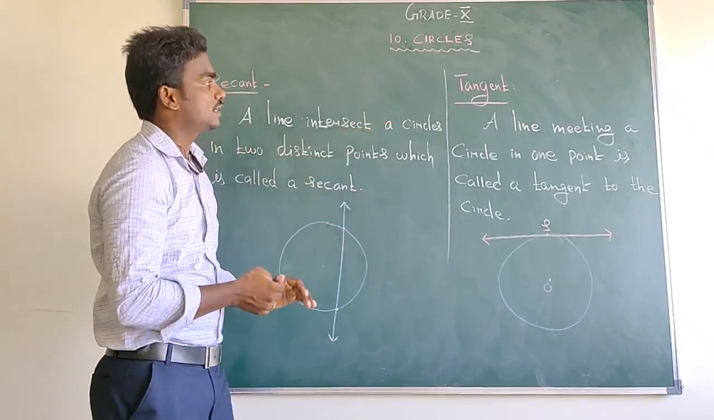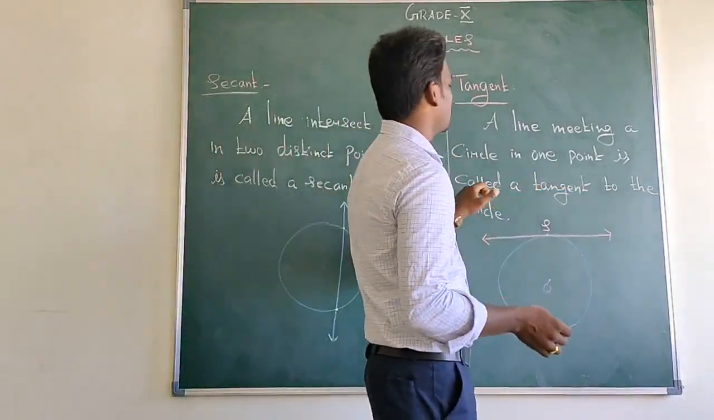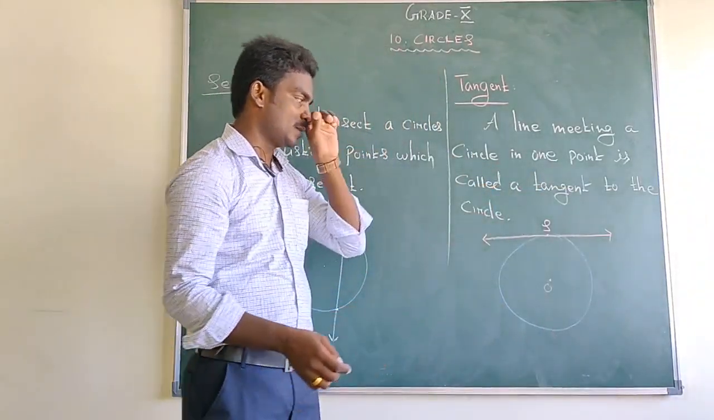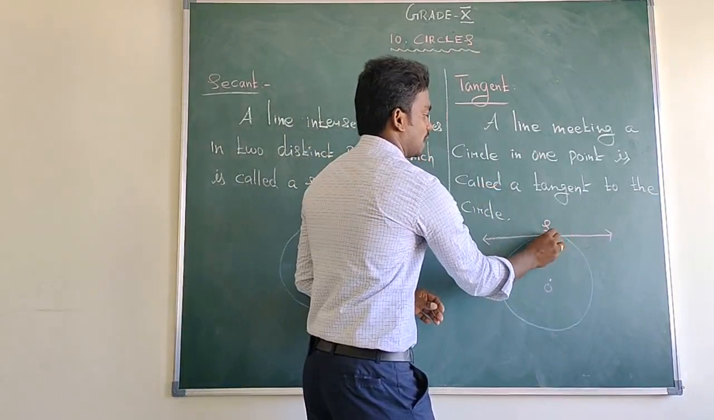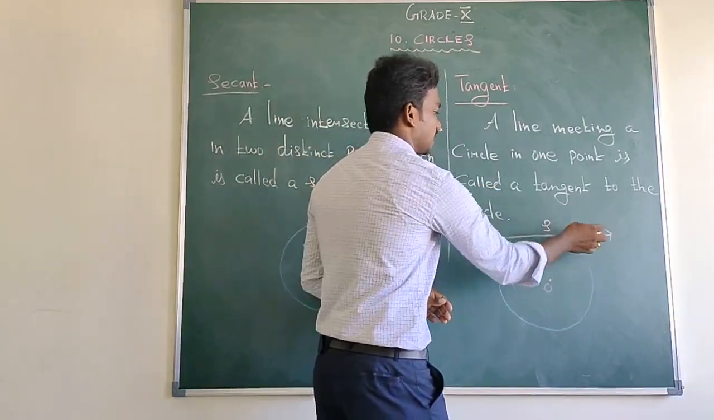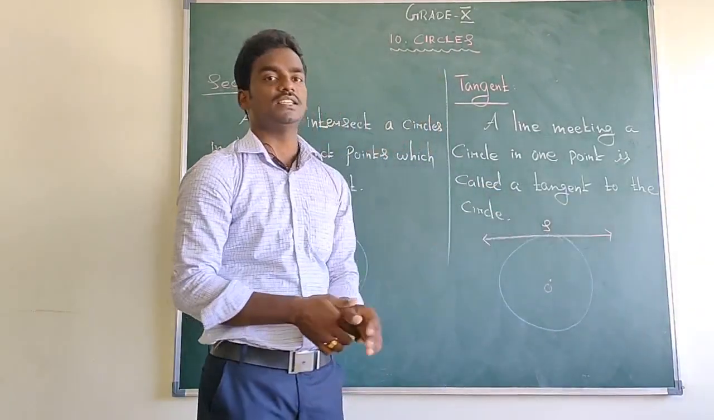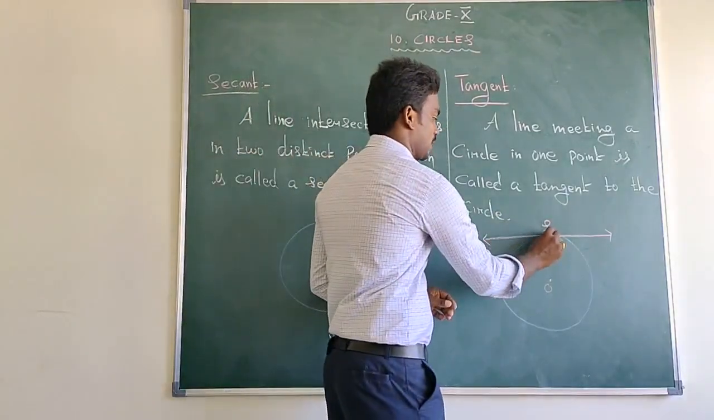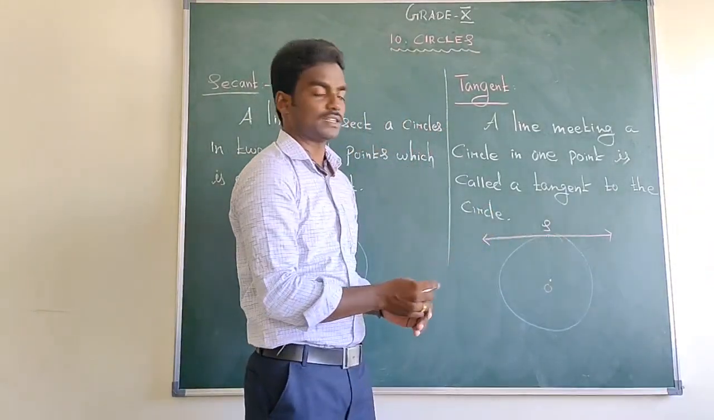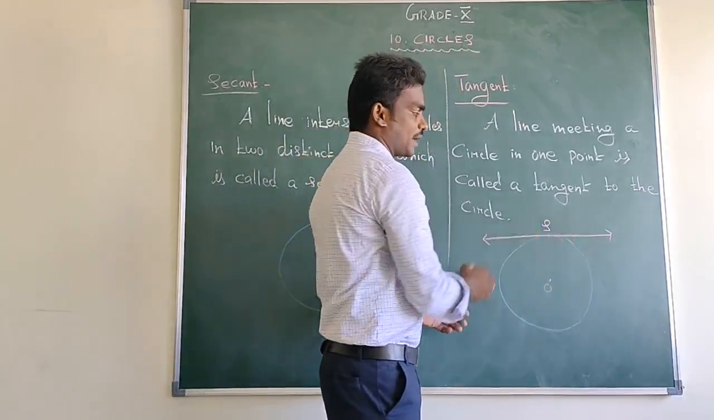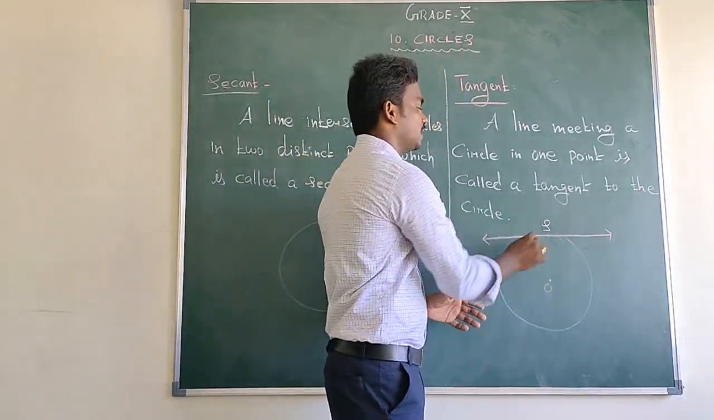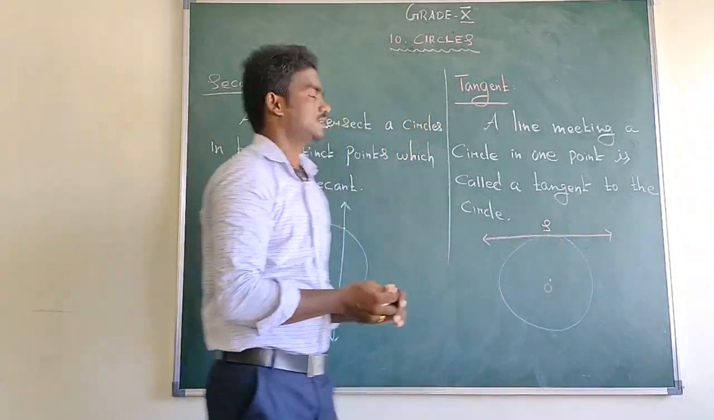Next one, what is a tangent? A line meeting a circle in one point is called the tangent to the circle. So this line meets the circle in this one point, this point S, and this line is called the tangent of the circle. What is the name of this S? The point of intersection, which is called the point of contact. The meeting point of the circle and this line is called the point of contact.